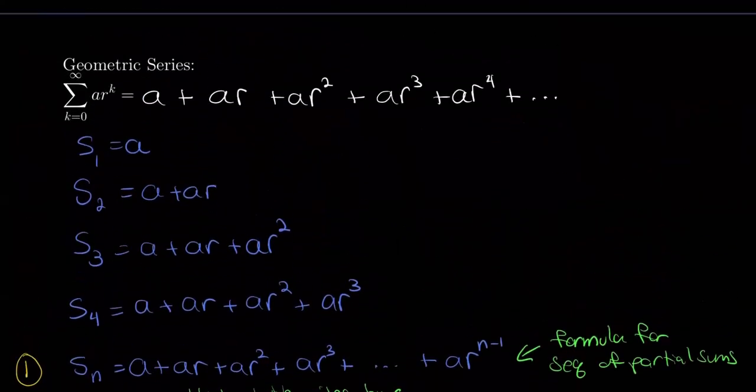If r was equal to 1, then the original series would be a plus a plus a plus a plus a infinitely many times. And a is a number. It might be 2, like 2 plus 2 plus 2 plus 2 plus 2 forever. Yeah, that's going to diverge.